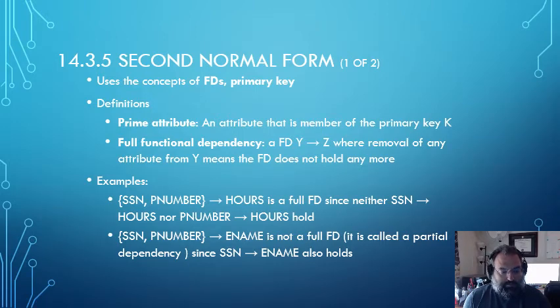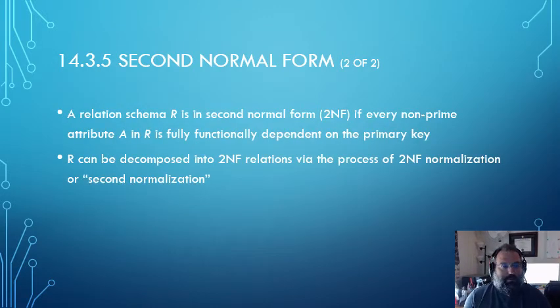Social security number and project number implies name is not a full functional dependency. It is called a partial dependency since social security number implies name also holds. So project number is not needed to determine name. However, the combination of social security number and project number implies hours.